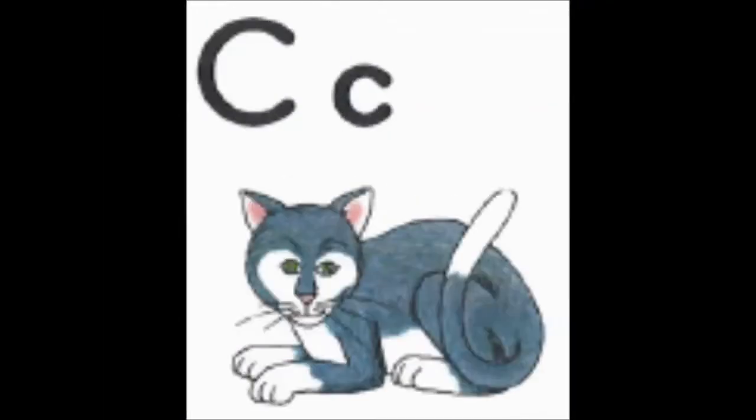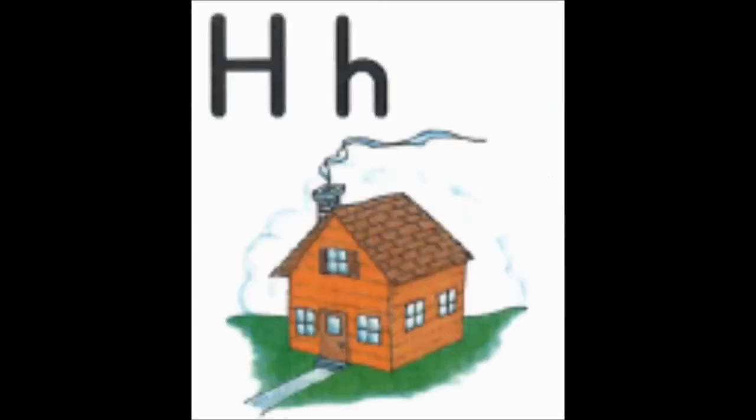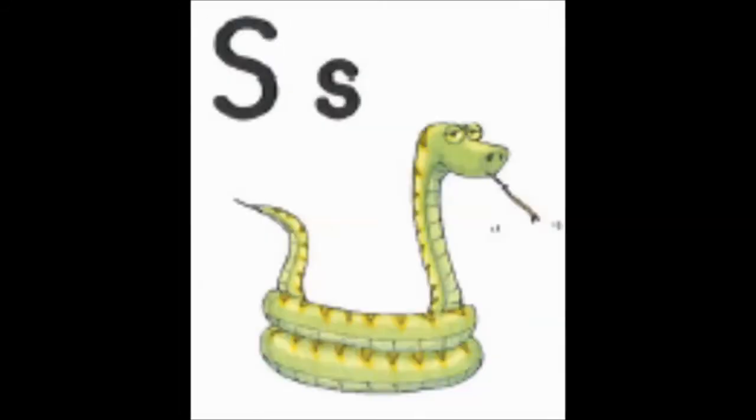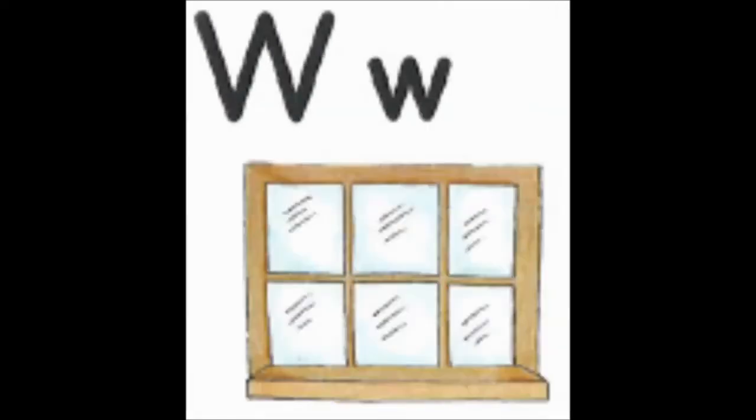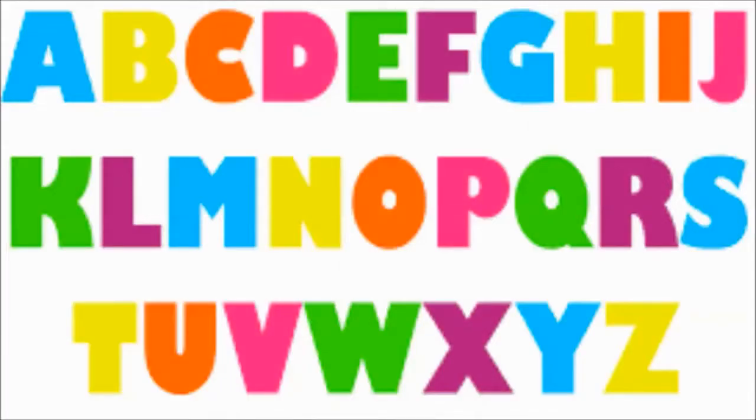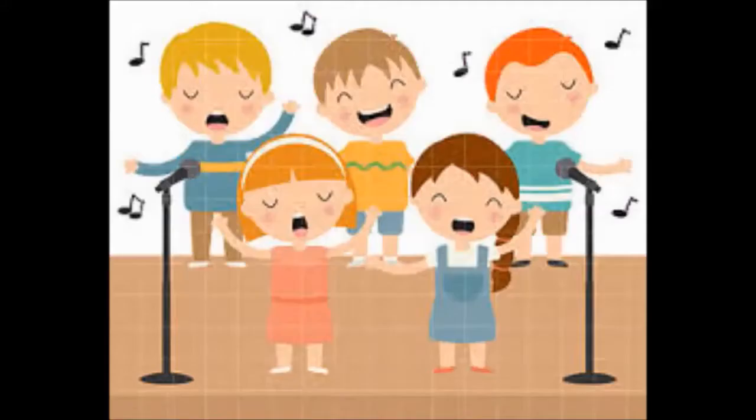A, B, C, D, E, F, G, H, I, J, K, L, M, N, O, P, Q, R, S, T, U, V, W, X, Y, and Z. Now I know my ABCs, that's the alphabet symphony.